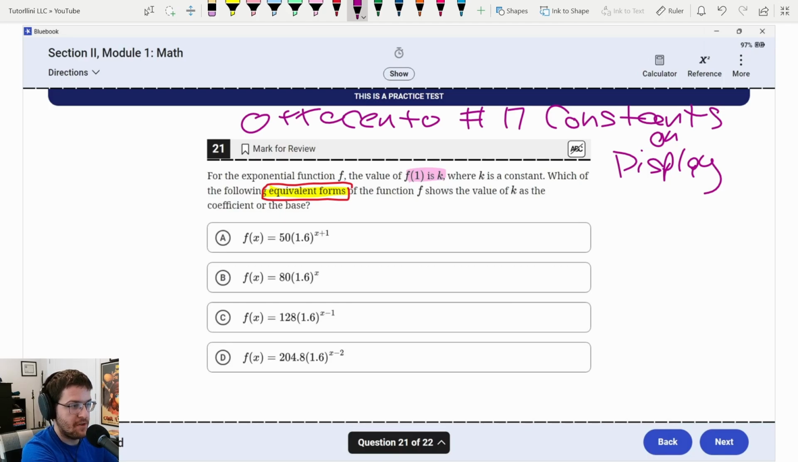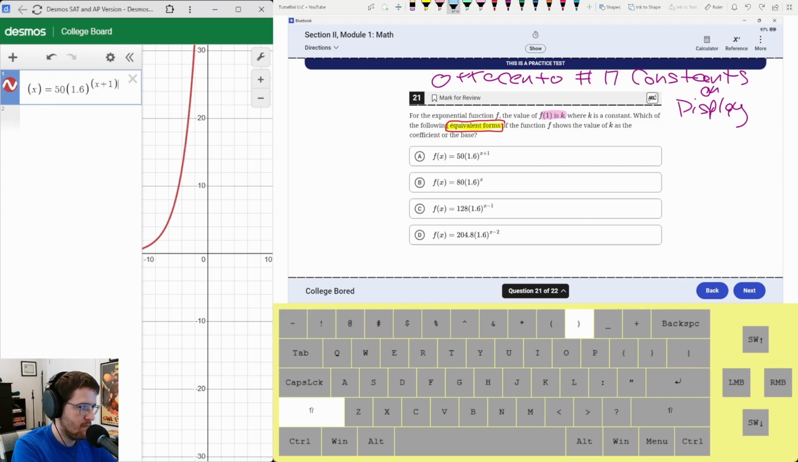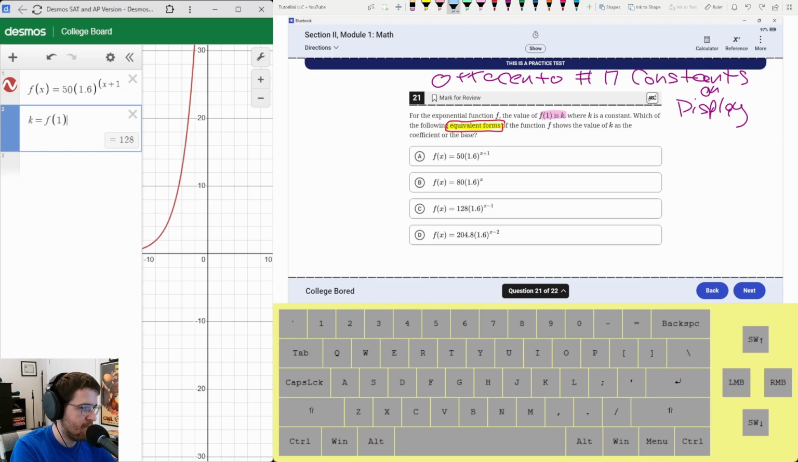So I'm just going to pick, I don't know, they all look roughly the same. Why don't I do choice A just to show it works on any of them? So let's come over here, and I'm going to type in choice A. So f of x equals 50, 1.6 to the x plus 1. And it tells us that k is equal to f of 1.